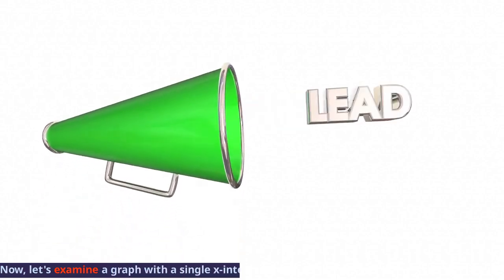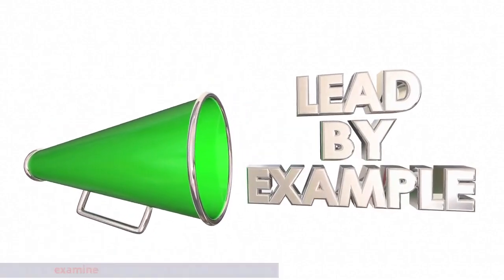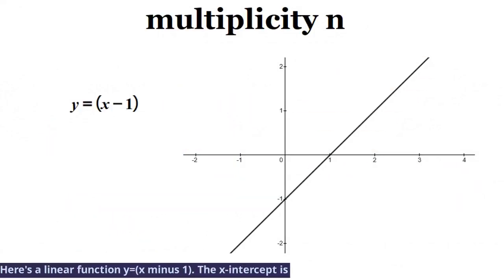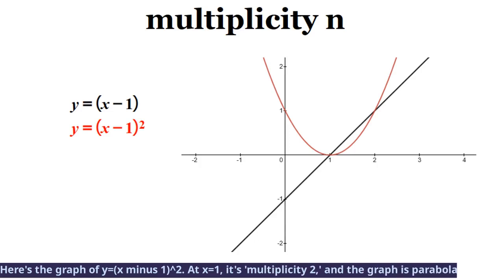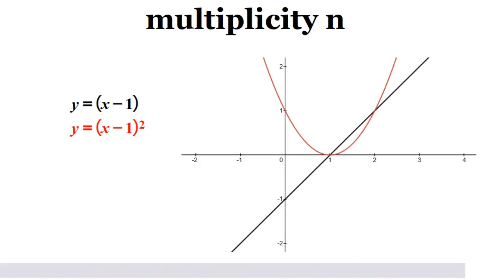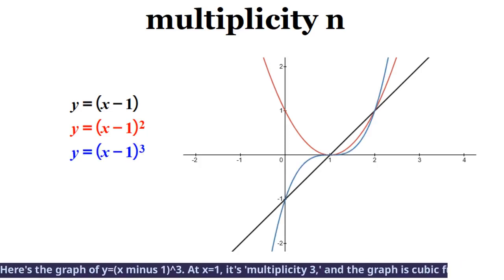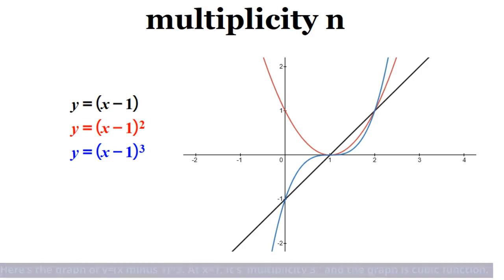Now, let's examine a graph with a single x-intercept. Here's a linear function y equals x minus 1. The x-intercept is 1. Here's the graph of y equals (x minus 1) squared. At x equals 1, it's multiplicity 2, and the graph is a parabola. Here's the graph of y equals (x minus 1) cubed. At x equals 1, it's multiplicity 3, and the graph is a cubic function.